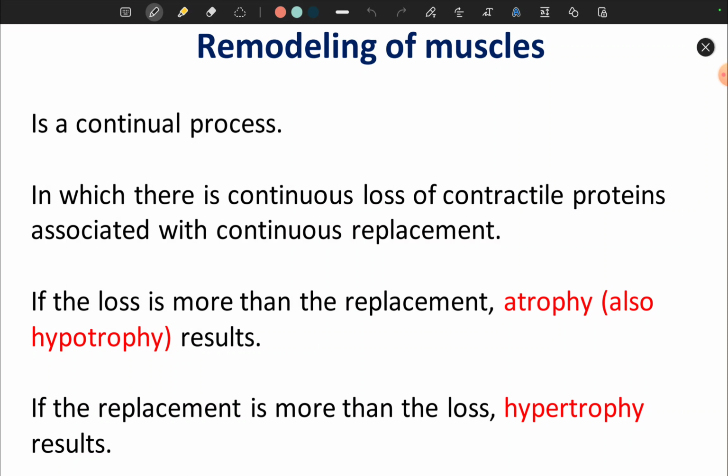So we got a problem. If the loss is more than the replacement, what do you expect to happen? Atrophy. Yes, very good. Atrophy will result if the loss is more than the replacement. Atrophy means that there's loss of the content of the cell. On the other hand, if the replacement or the formation of these proteins is more than the loss, then on the opposite side we got what is called hypertrophy. Very good. So we got hypertrophy of the skeletal muscles. So this is a very simple concept.